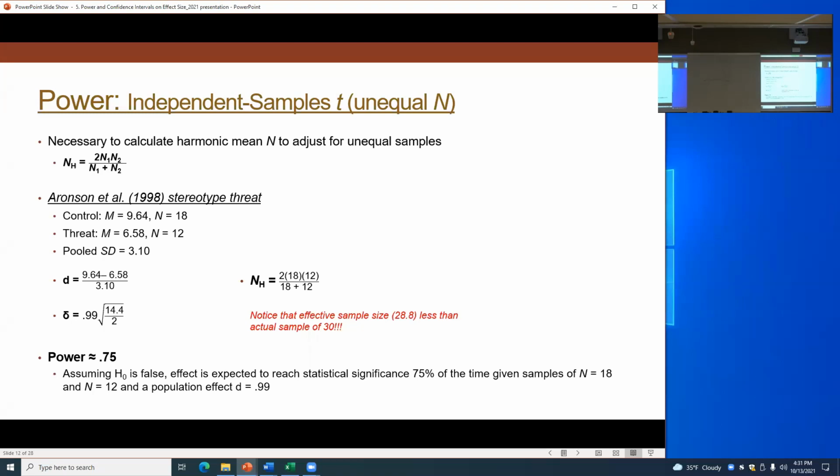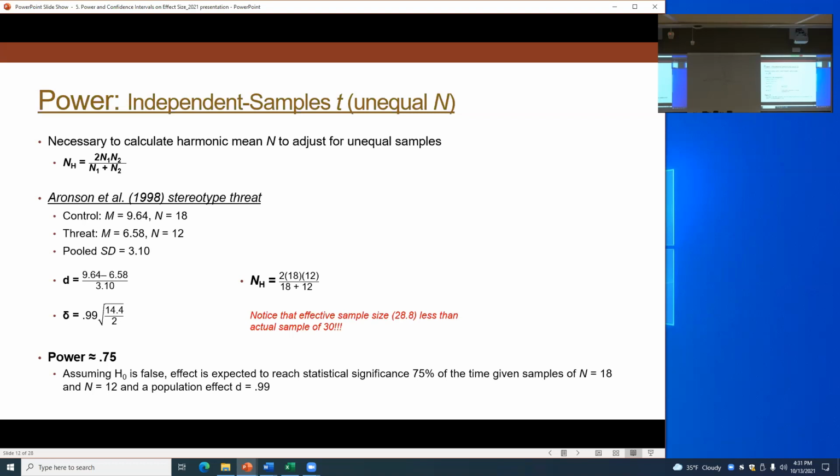Okay, kind of, yeah, I think you're in the right vicinity. So what this is saying is, even though I have a sample of 30, effectively, I only have a sample of 28.8. So what does having an unbalanced design do to my power? Okay. It decreases it, right?